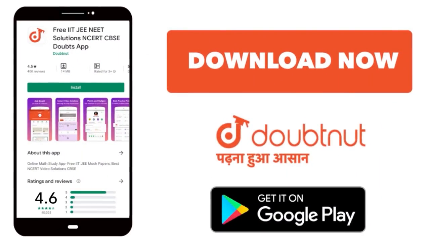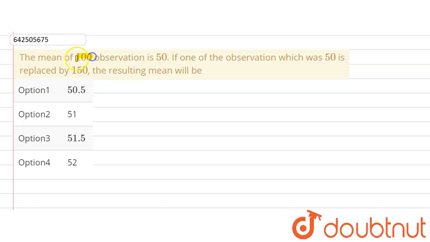The given question says that the mean of 100 observations is 50. So we are given the mean of 100 observations, which is 50. If one of the observations, which was 50, is replaced by 150, then the resulting mean will be.